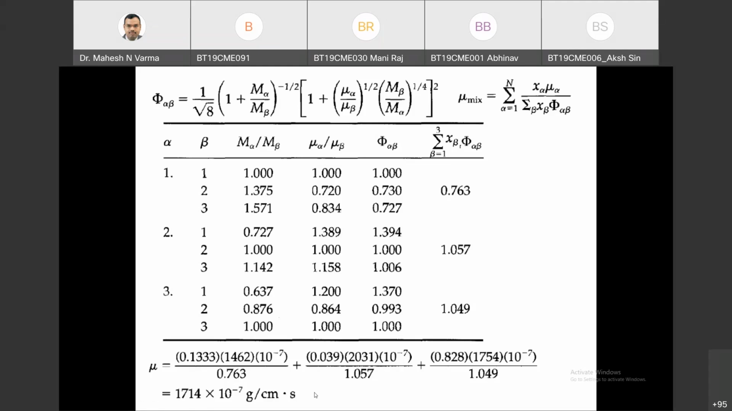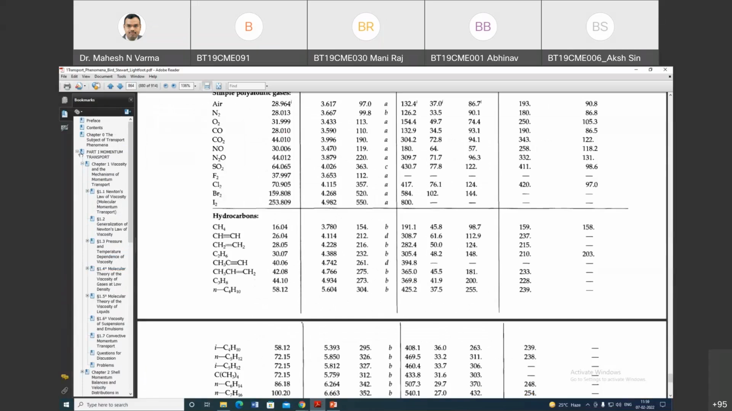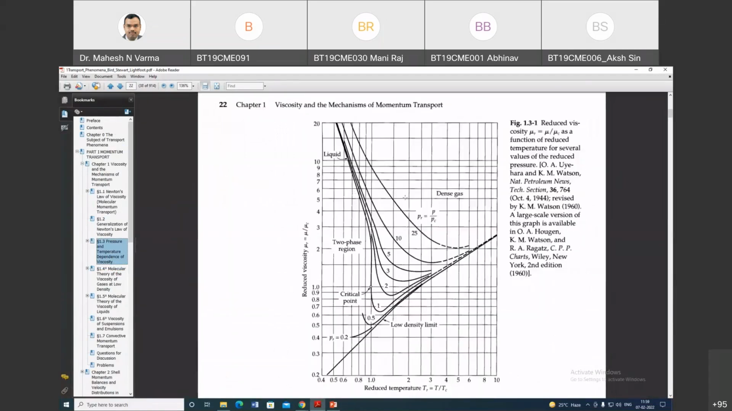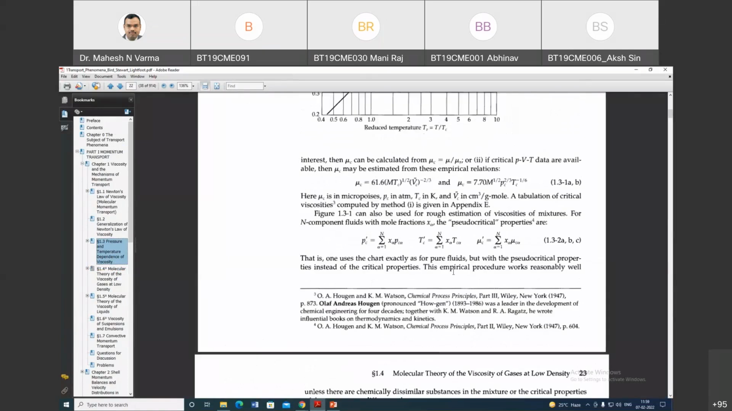What we have discussed, just in short, I will summarize. This is what we have discussed. You should remember this forever. You can get the value of viscosity for gases at a given pressure and temperature. This is the empirical graph we have discussed. So you can get the viscosity of an individual compound or a mixture also.